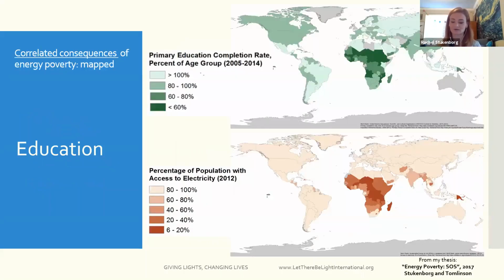Another correlated consequence with energy poverty is the completion of education. On the top map, we're showing percentage of school children that graduate from primary education out of the total population of students that started in the entrance level. And the key is showing that where the darkest colors are the lowest percentage of primary education completion. And similar to the previous maps, where there is the lowest levels of education completion are also the areas that are impacted by energy poverty.